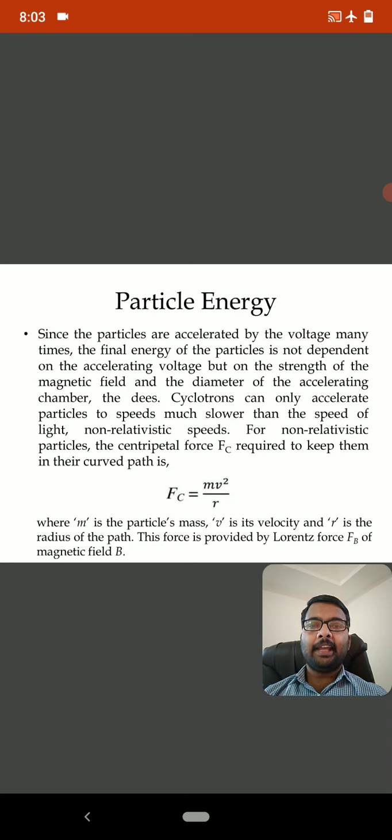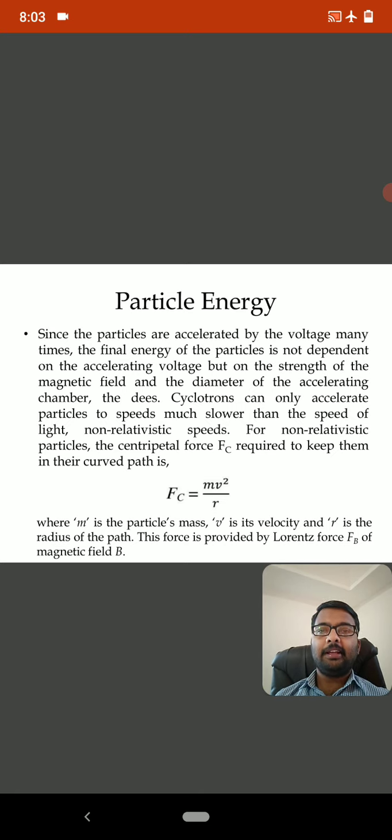Then what is the energy of the particles which can be extracted from this cyclotron accelerator? As we have discussed, because of the acceleration there will be an increase in velocity, which means the charged particles are accelerated, and because of that there will be an increase in energy. So how is this energy dependent on other parameters?